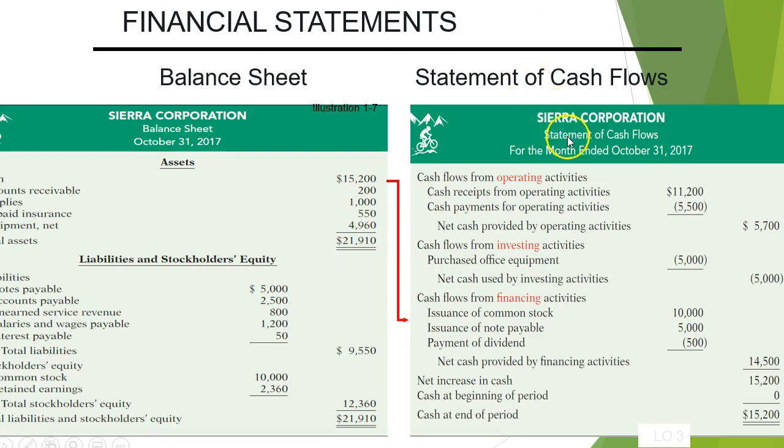So you begin, of course, with your heading again. That's the who, the what, and the when. The statement of cash flow is for a period of time. It says for the month ended October 31st of 2017.